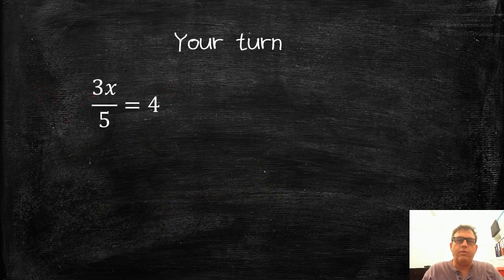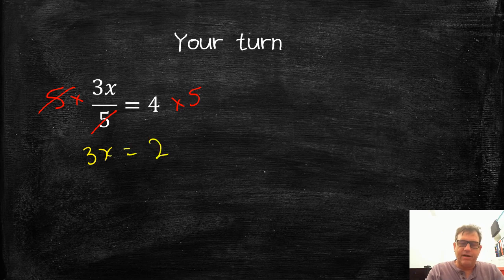Okay, your turn. I want you to go ahead and solve this equation for x. Pause the video first, and then we'll come back and check your answer. Okay, we need to get rid of this fraction. This says 3x, the whole thing 3x divided by 5. The opposite of dividing by 5 is multiplying by 5. And 5 divided by 5 is 1. So 1 times 3x on the left is simply 3x. 5 times 4 is 20 on the right.